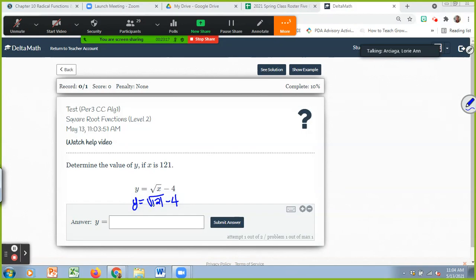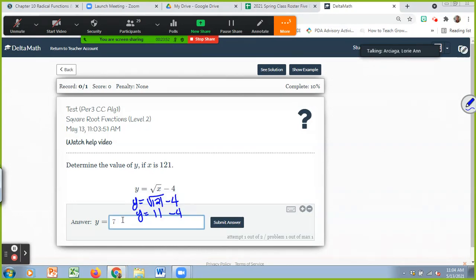Okay, so y is equal to square root of 121 minus 4. Alright, so what's the square root of 121? What is the square root of 121? Anybody? Well, you can use a calculator for that if you don't know it. 11, Emily, right? Okay, so y is equal to 11 take away 4. You should just leave your audio on. Alright. Okay, so 11 minus 4 is 7.